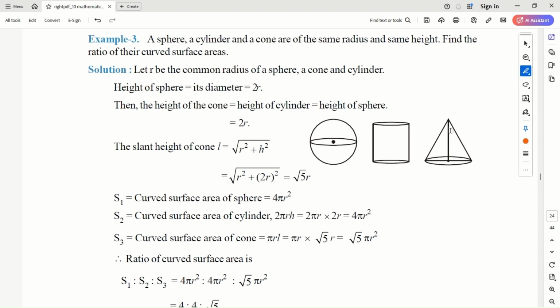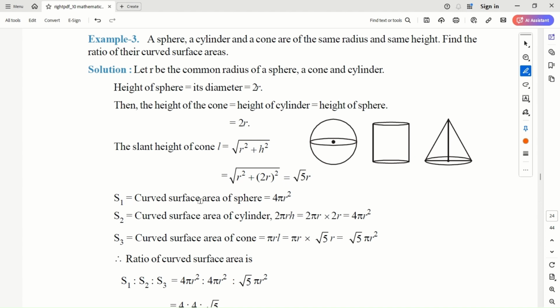Okay, so if you call this h, height is h, cylinder height also h. But what is h? h is nothing but 2r, because height of sphere is nothing but diameter. So diameter is nothing but 2r, correct? So height of the cone equals height of the cylinder equals height of the sphere, which is 2r. Now slant height of the cone is this one. If I simplify, I'll get square root of 5 r.